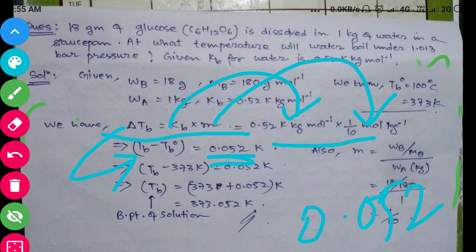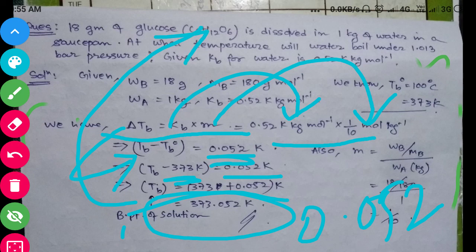All these things should be memorized, then only you can approach. Now what is TB naught? You put the value like this, 373. Now you can easily find out TB by adding 373 and 0.052, right? So you will get your final answer to be 373.052 Kelvin, which is TB. And TB is nothing but the boiling point temperature of the solution, right?